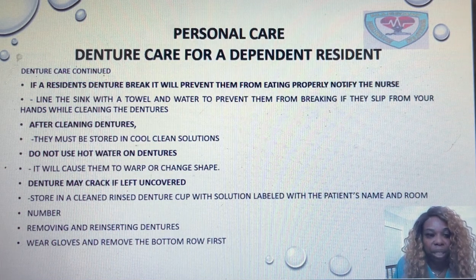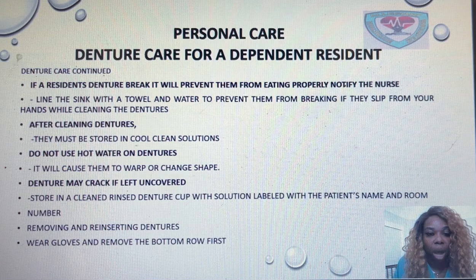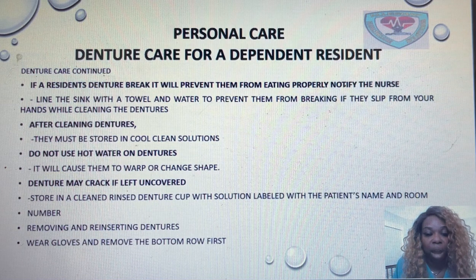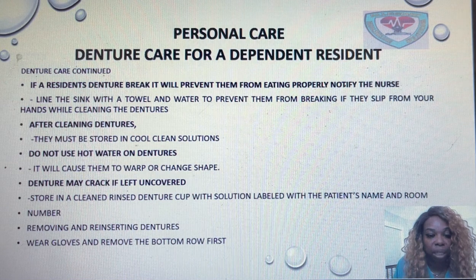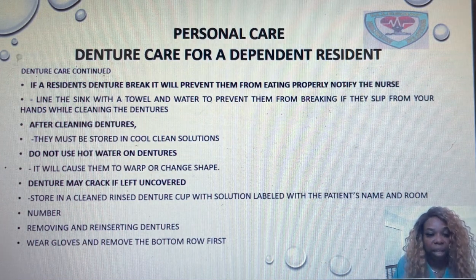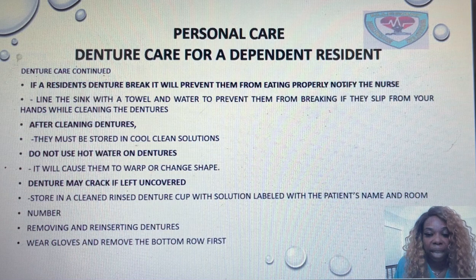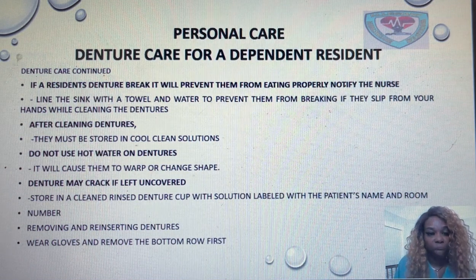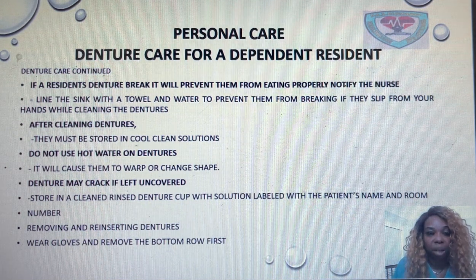Your dentures should be stored in cool cleaning solutions. You never want to use warm water or hot water to clean your dentures. They can change the shape of the dentures or cause the dentures to warp. So you always want to use cool cleaning solutions when you're cleaning the dentures and when you're storing the dentures. Dentures that are left uncovered may crack. So you want to make sure that they are stored in a rinsed and clean denture cup with solution that is labeled with the patient's name and their room number. You want to make sure that you place those dentures back in the place that they are normally stored.